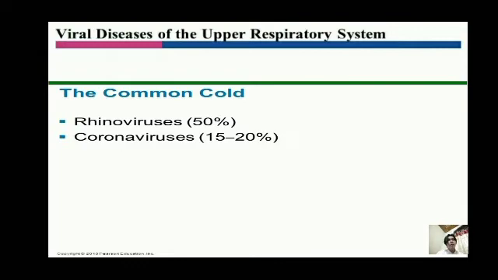Then next, let's move forward to the viral diseases of the upper respiratory system, which is the common cold. According to research, there are over 200 different viruses, and the most common cold viruses are the rhinoviruses, with an incidence of 50%, followed by the coronaviruses, at 15 to 20%. And we all know that coronaviruses cause suffering, and many people have died.